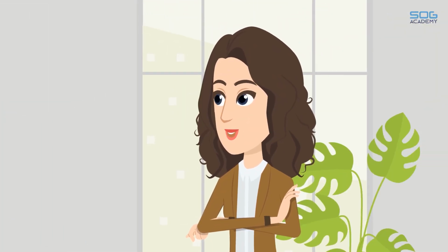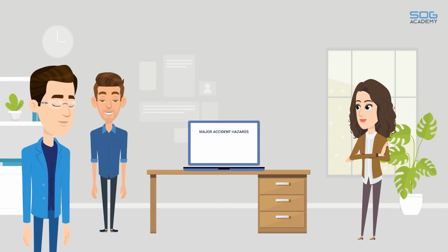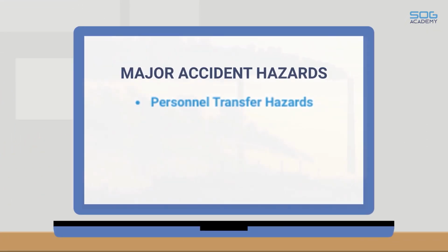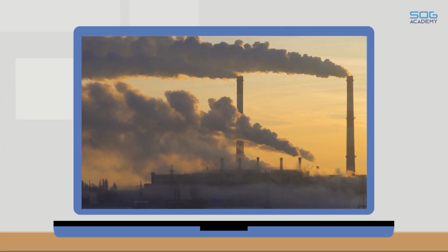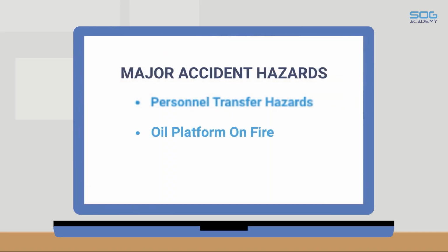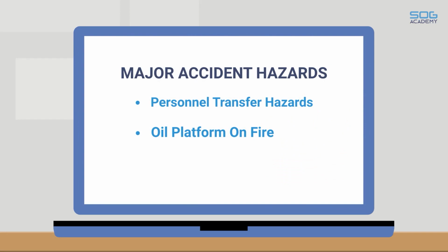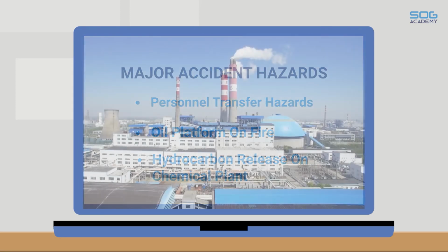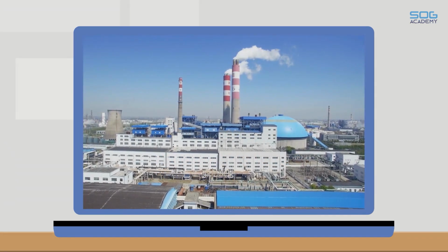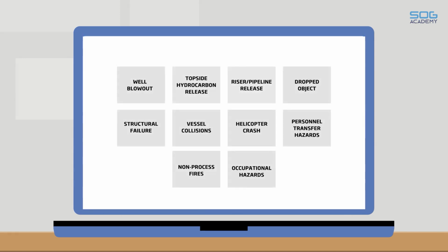That's a clear explanation. Can you please show me the typical examples of major accident hazards? The typical examples are such as personnel transfer hazards, oil platform on fire, and hydrocarbon release on chemical plant. Please find list of examples in this diagram.